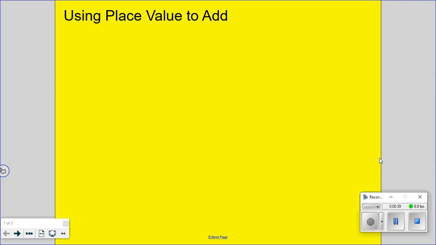The main strategy that we're going to be focusing on to add is using place value. Remember, place value is using the different spots and what they mean in order to add numbers. So go ahead and underline the words place value, or you can circle them, that's fine.